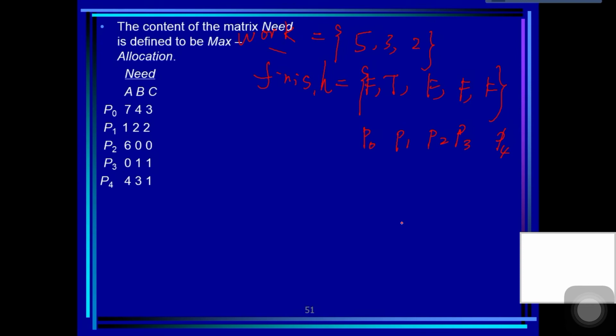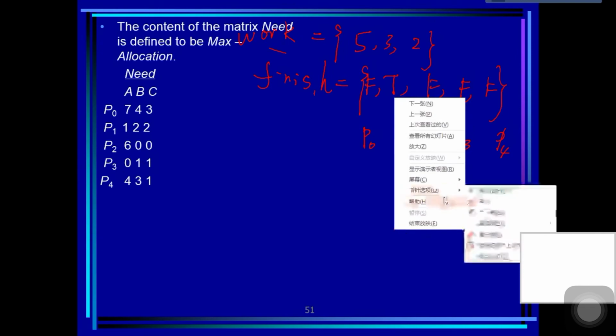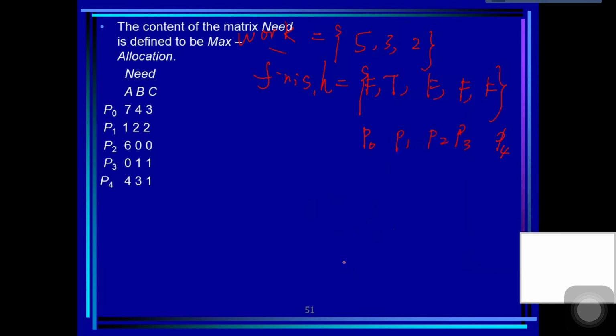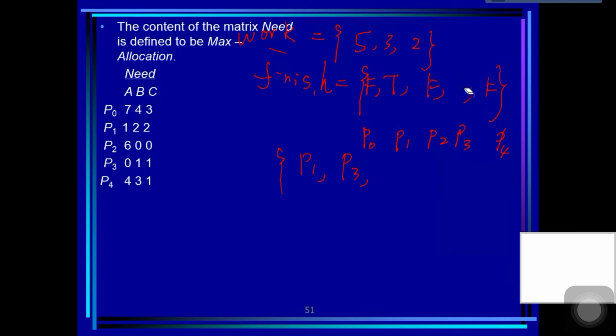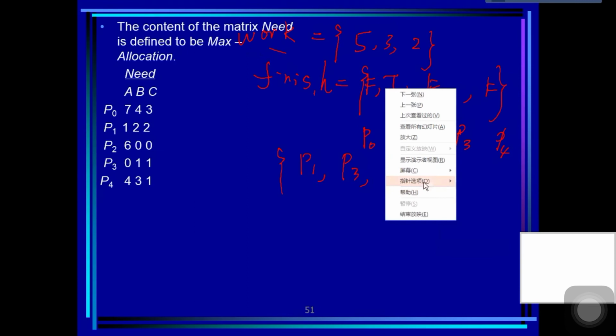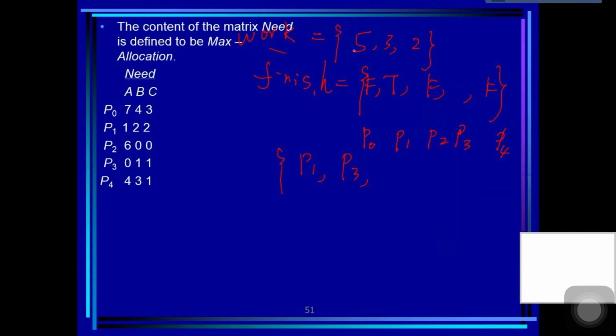So the second is P3 will finish. Oh, sorry, we have to write the safe sequence. Okay, here is the safe sequence. First is P1, then P3. Okay, so P3 finish. Okay, let's change the finish. Here P3 finish, we have changed it to 2.